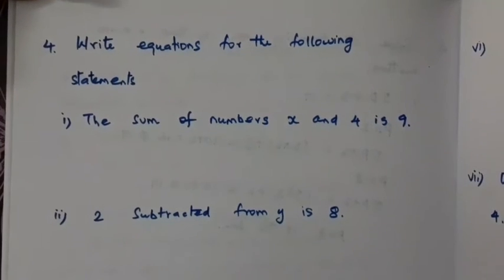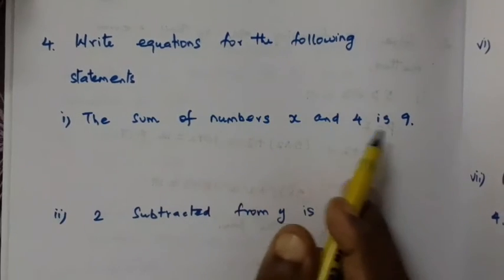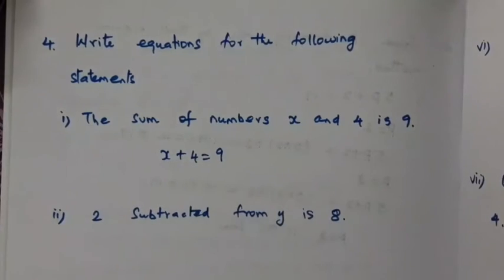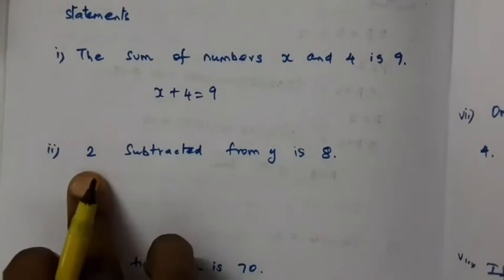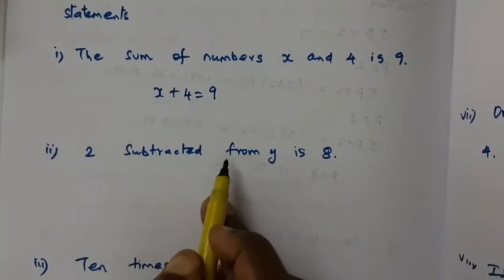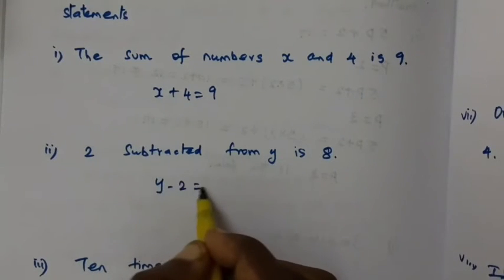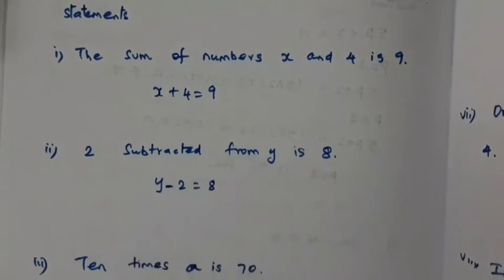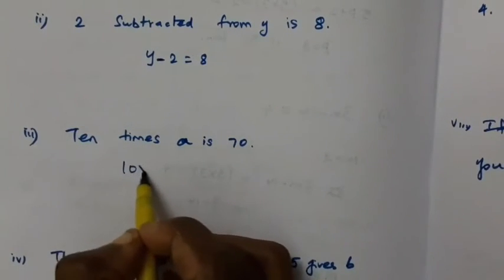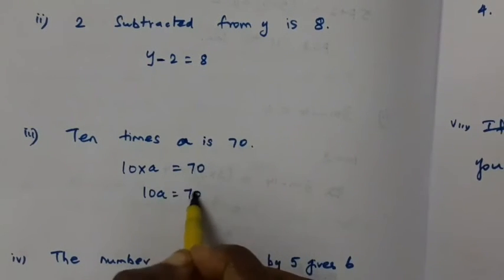Next problem is, write equations for the following statements. The sum of numbers x and 4 is 9, which is simple. This is x plus 4 is 9. Next, 2 subtracted from y is 8. So this is a subtraction. Whatever is coming after "from" should come to the beginning. So y minus 2 is 8. Next is 10 times a, which is a multiplication. So 10 multiplied by a is 70, which is 10a equal to 70.